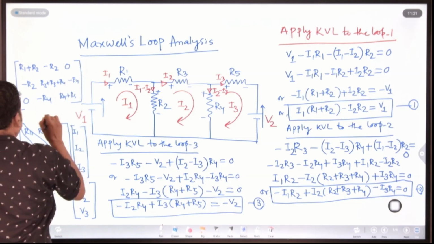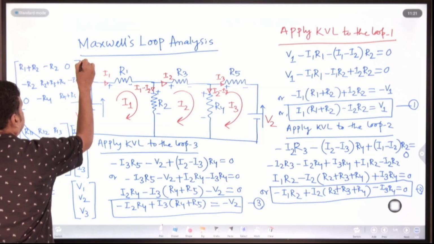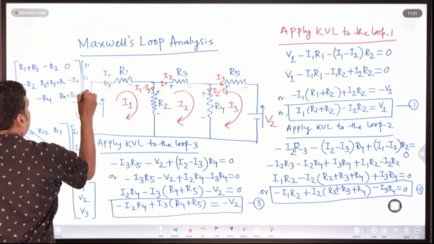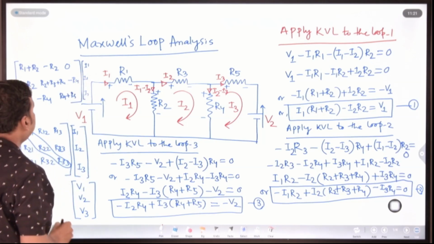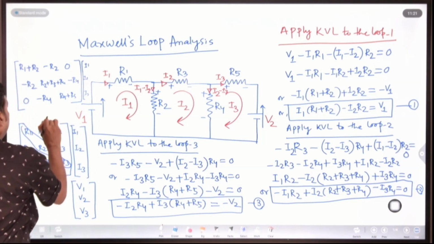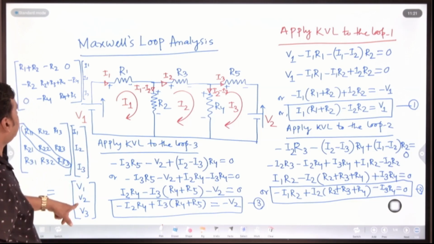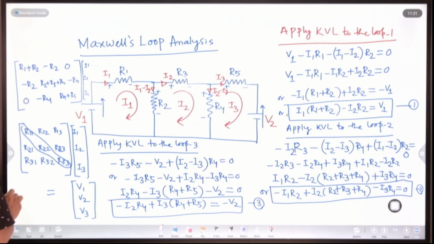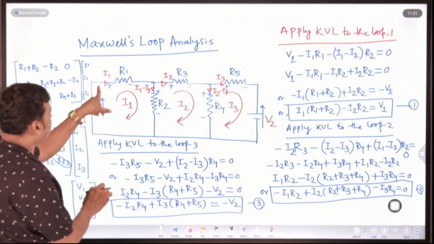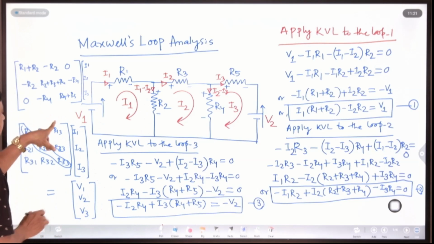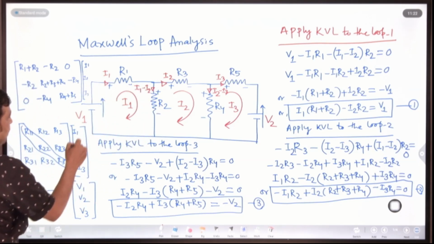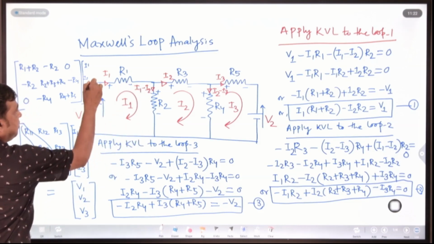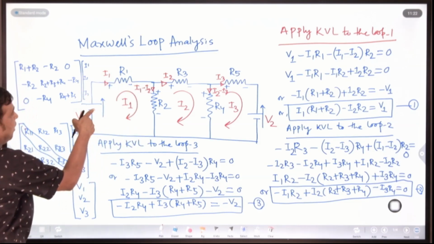Then if this multiply with current, that is your I1, I2 and I3. Isn't it? I1, I2, I3 is equal to V1, V2, V3. That means V1 is how much? It is important. V1 means net voltage in the loop 1. The net voltage in the loop 1 means the net voltage, if there is only one voltage source.